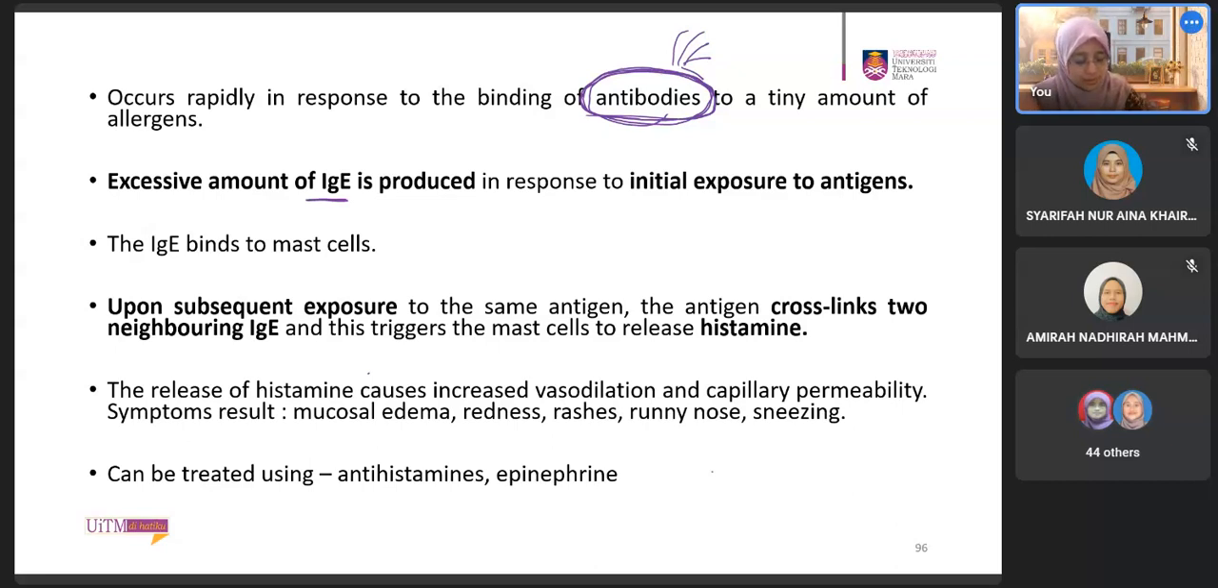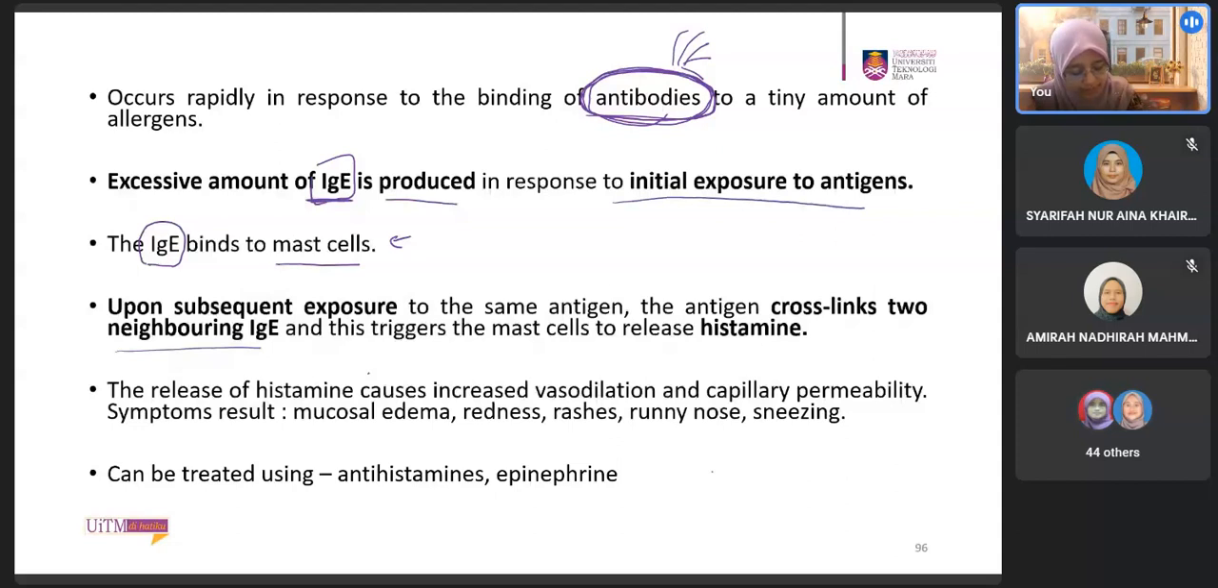So upon subsequent exposure to the same allergen, when you are exposed again to the same food or the pollen, for example. So the antigen cross-links to neighboring IgE, and this triggers the mast cell to release histamine. Cross-link to neighboring IgE. Kita tengok gambar rajah.